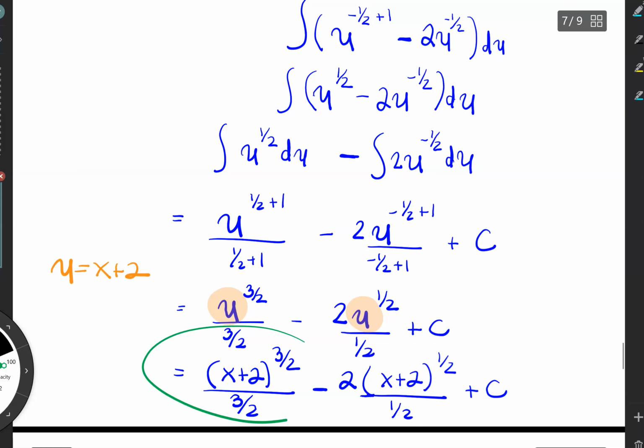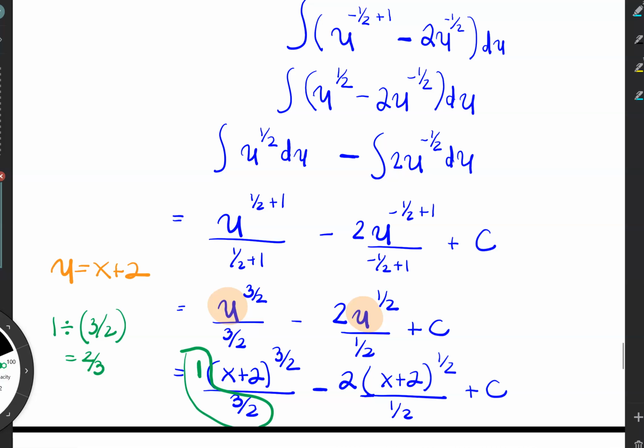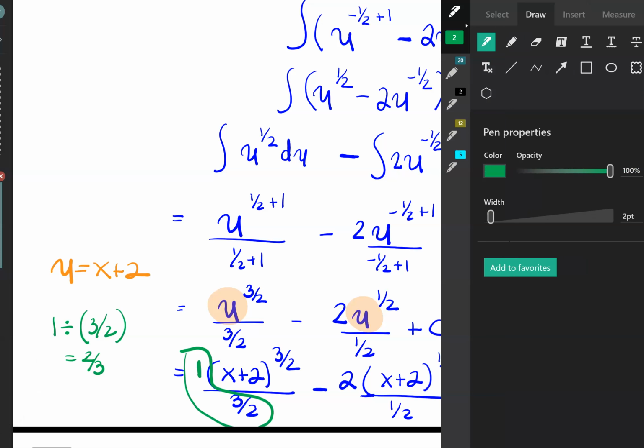Let's look at this first term here. How can I clean that up? There's an understood 1 in the numerator. So on my calculator, I could just type 1 divided by 3/2. And that's going to change just to a 2/3. So I could erase all that and put a 2/3 in there. I'll just shrink it to do that. Give me one sec.